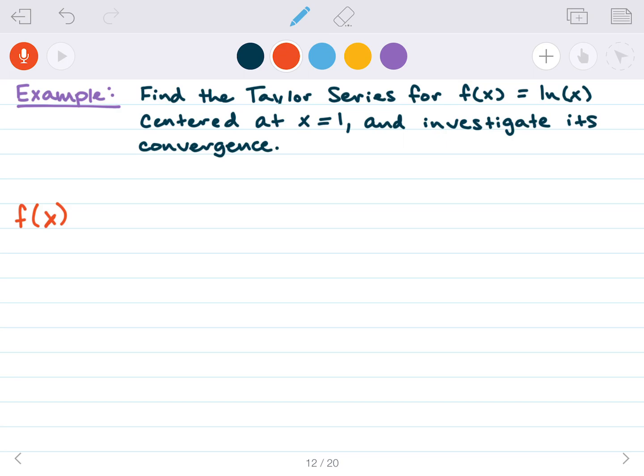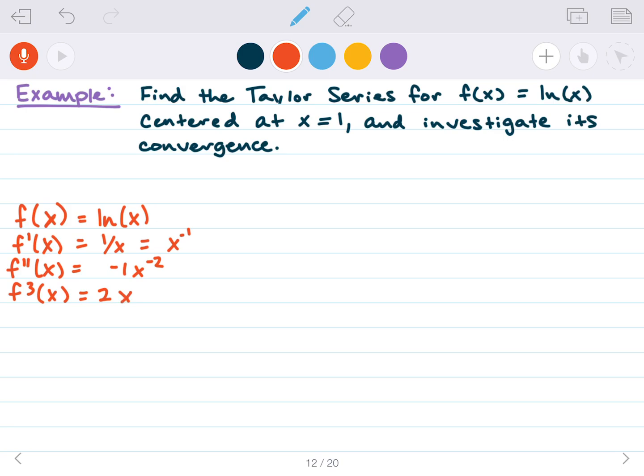So let's do it. First of all, f of x is equal to ln of x. F prime of x, we all know, is our friend 1 over x, or simply x to the negative 1. F double prime is negative 1 times x to the negative 2. The third derivative, I'm just trying to get a bunch of these in here so I can try to spot a pattern once I put this stuff into my Taylor series expansion.